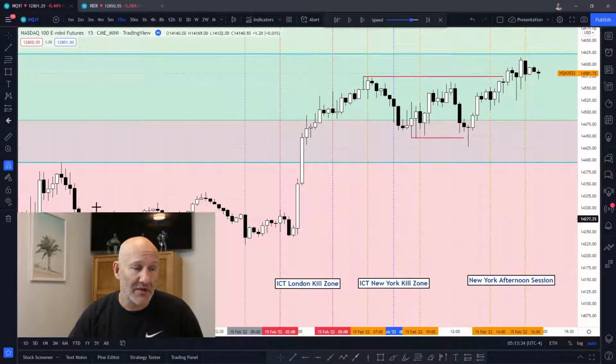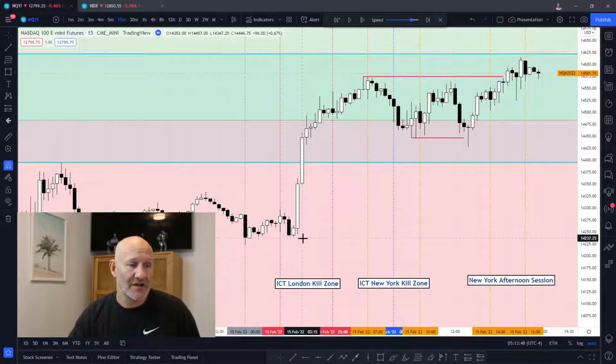Now, interestingly, with this move, you can see we had a consolidation from midnight leading into this ICT kill zone. So remember, that's the 2 o'clock to the 5 o'clock session. And the majority of the move was made in that London session. So you can see nearly all of that move has happened here. These explosive candles to the upside before some consolidation to the side, even going into that morning session.